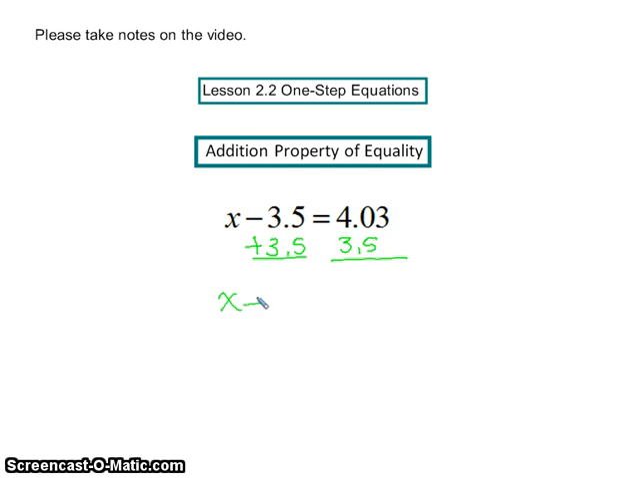This gives us x plus 0 is equal to 7.53. So now we have x is equal to 7 53/100ths. Remember, when you're adding decimals, we need to line up the ones place, the tenths, and the hundredths. And if you're in doubt, think about money.